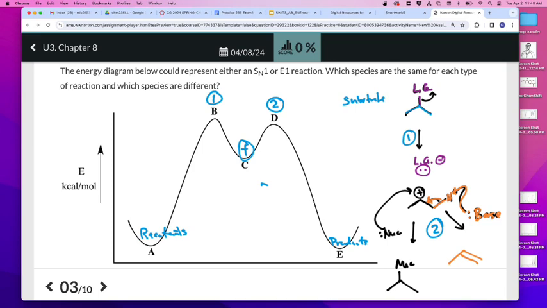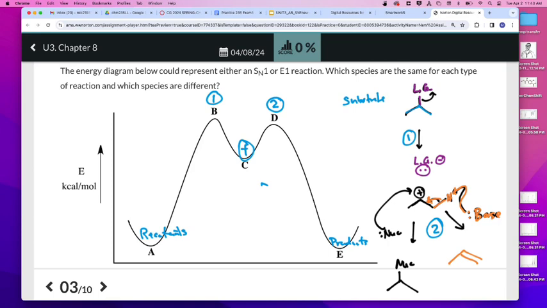So if we're going to go through and answer the question, which species are the same for each type of reaction? Well, the reactants, are they the same? Yeah. How about C? C being our carbocation. We have the same carbocation in both cases. Yeah. Okay, which then means B, the intermediate on transitioning from A to C, is also going to be the same. Okay? What's going to be different, it's what's happening in that second step. That second step was our transition state D forming into our products. Are the products different? Yeah.